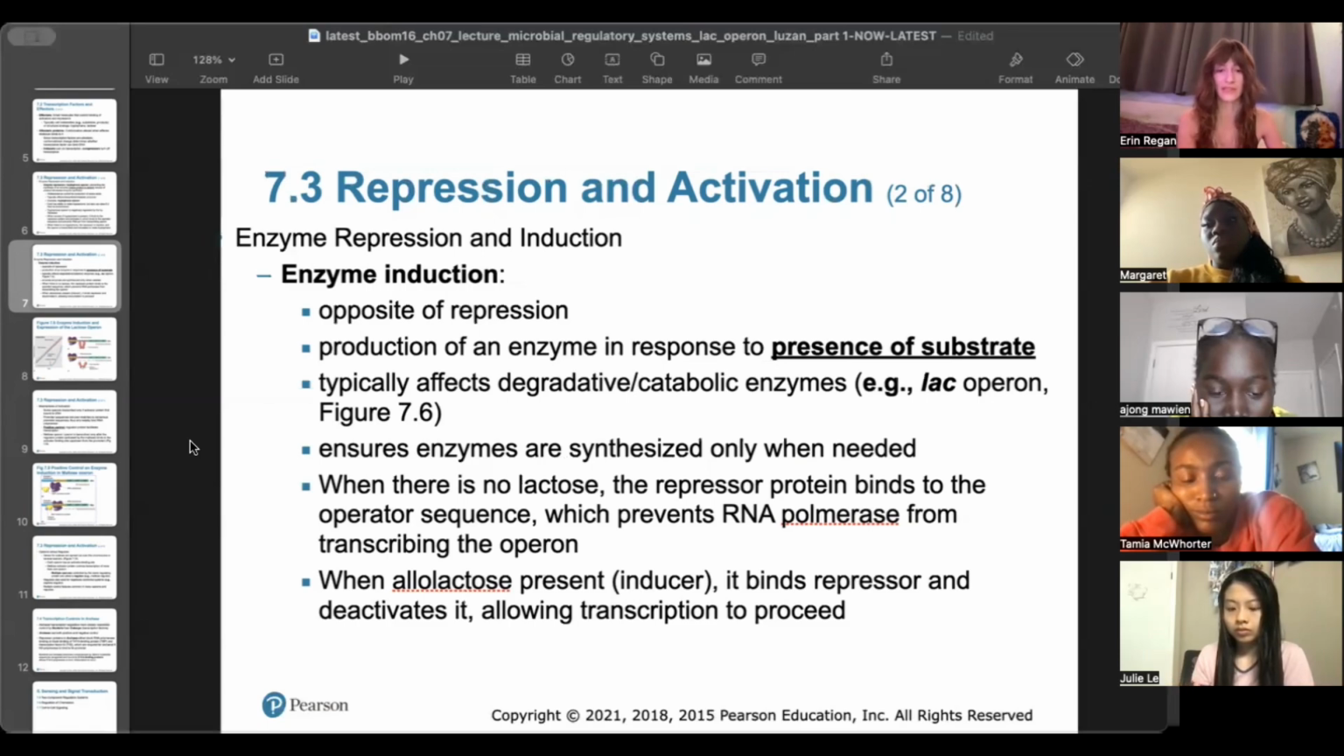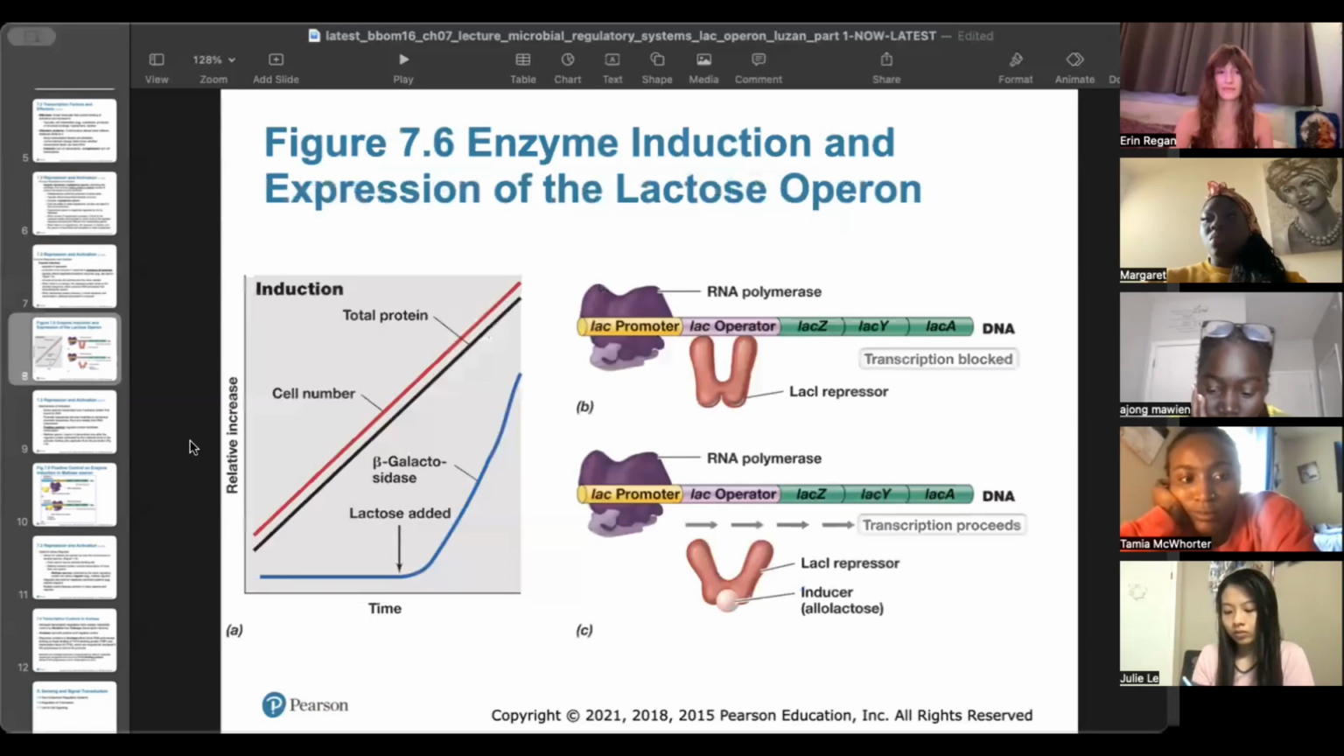When there is no lactose, the repressor protein binds to the operator sequence, which prevents RNA polymerase from transcribing the operon. And then when allolactose is present, which is the inducer, it binds the repressor and deactivates it, allowing transcription to proceed. And this is just a graphic showing the LAC operon.